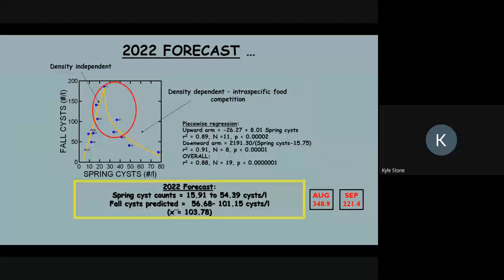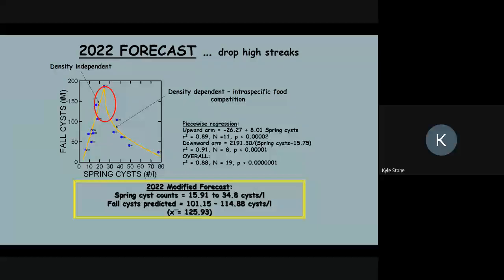September, we had 221 cysts per liter. And that'll come into play when we look at dropping out those outlying sites. So this next slide is the same information, but with those high sites dropped out.